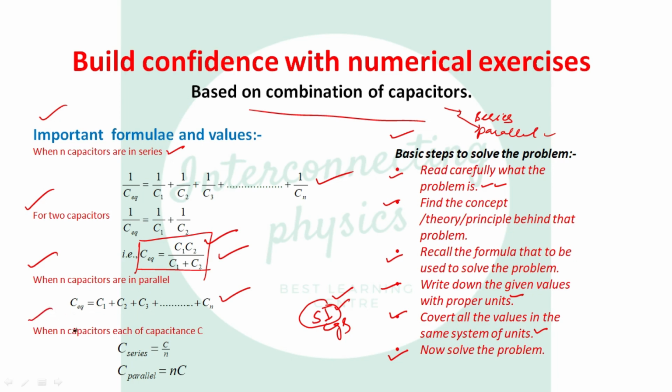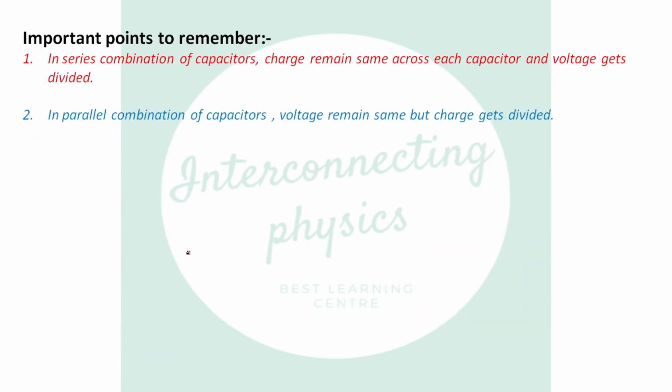When n capacitors each have capacitance C, that is, the value of all the capacitors is the same, then if they are in series, we divide the capacitance by the number of capacitors, and if they are in parallel, we multiply the capacitance by the number of capacitors. These are the formulas which we have already studied in the last video. Now there are some important points to remember for such problems.